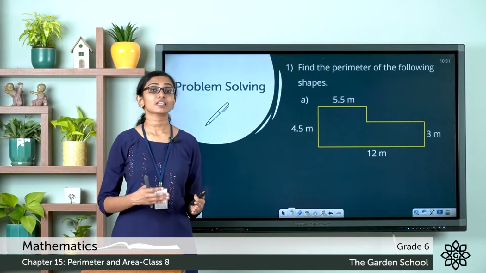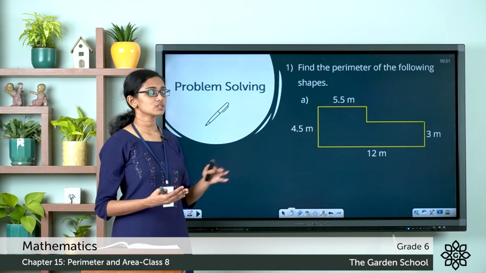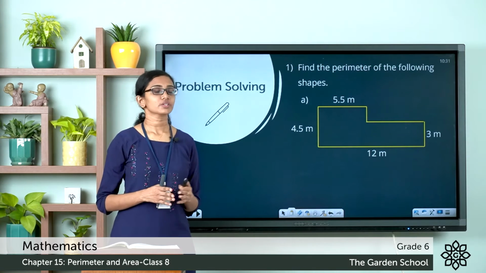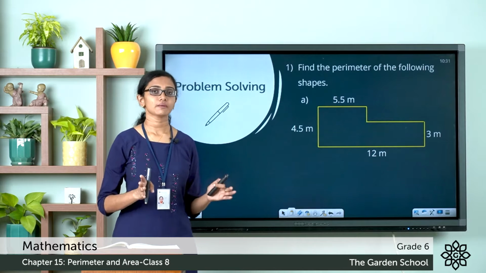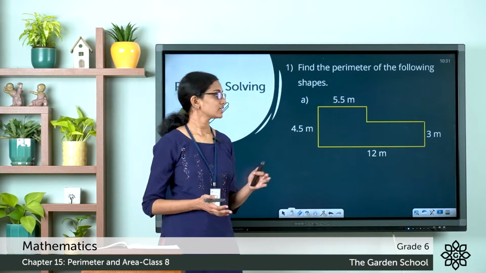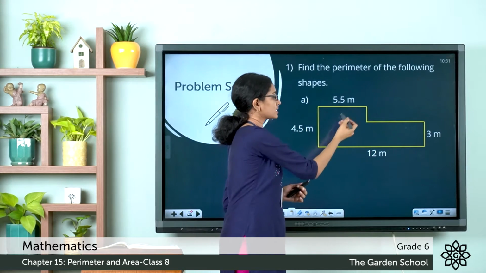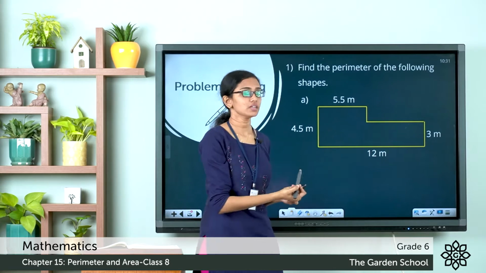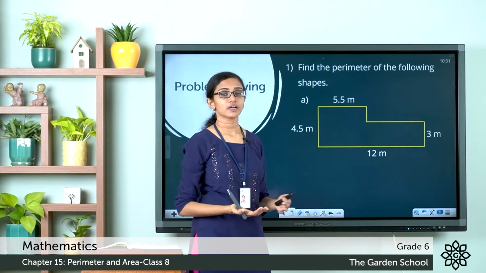Perimeter means the total length of the boundary. So here you are given the dimensions of the figure. You just need to add the length of all the sides to find out the perimeter of the figure given here. In the first figure, the length of this side is given, this side is given, this side is given, this side is given, but this length is not given. How do you find it out?